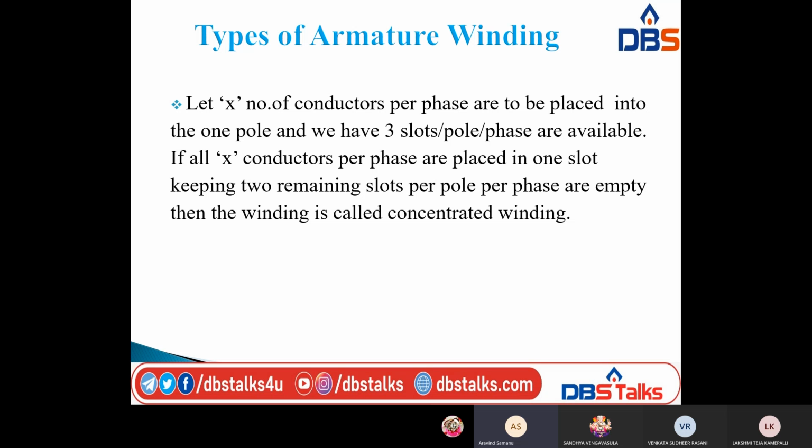So actually we are taking X number of conductors per phase, placed into one pole. In that pole we have 3 slots per pole per phase, but I am placing the total X conductors per phase in one slot only. Actually we have 3 slots, but I am placing all X conductors per phase in one slot, and the remaining 2 slots are empty. So if all X conductors per phase are placed in one slot, keeping 2 remaining slots per pole per phase empty, then the winding is called concentrated winding.